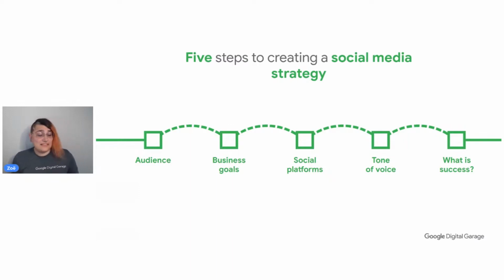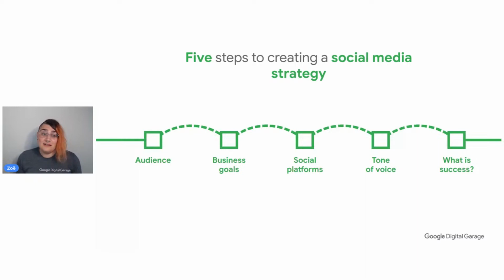We're going to go through each of these steps in turn, but just briefly. We're going to start by defining our audience. Then we're going to set our business goals. We're going to work out what we hope to achieve from social media. Then, and only then, are we going to choose our social media platforms. This is a really common mistake people make. They start out by saying, I want to post on Instagram. I want to have a really good Instagram account.